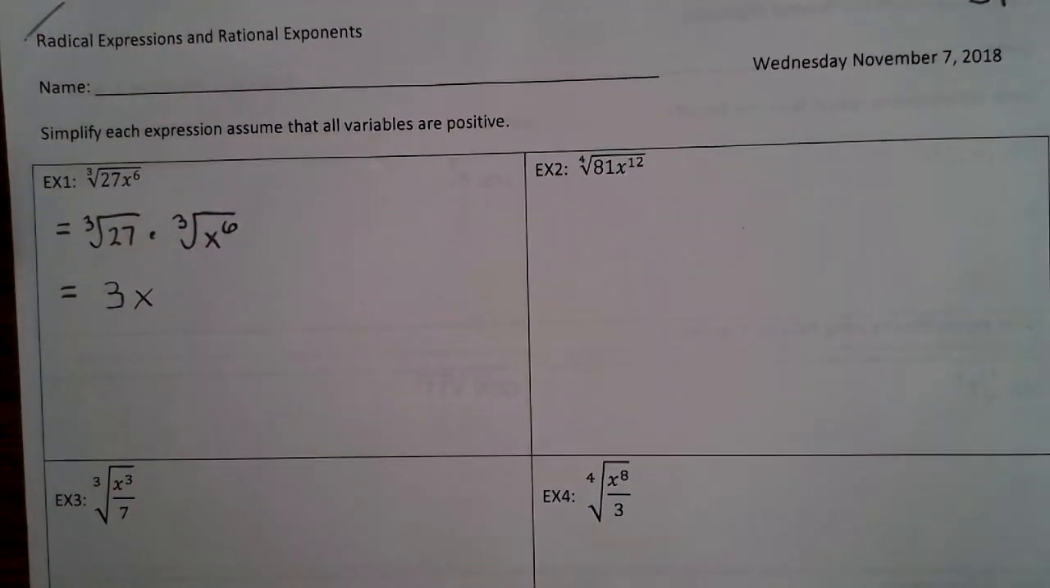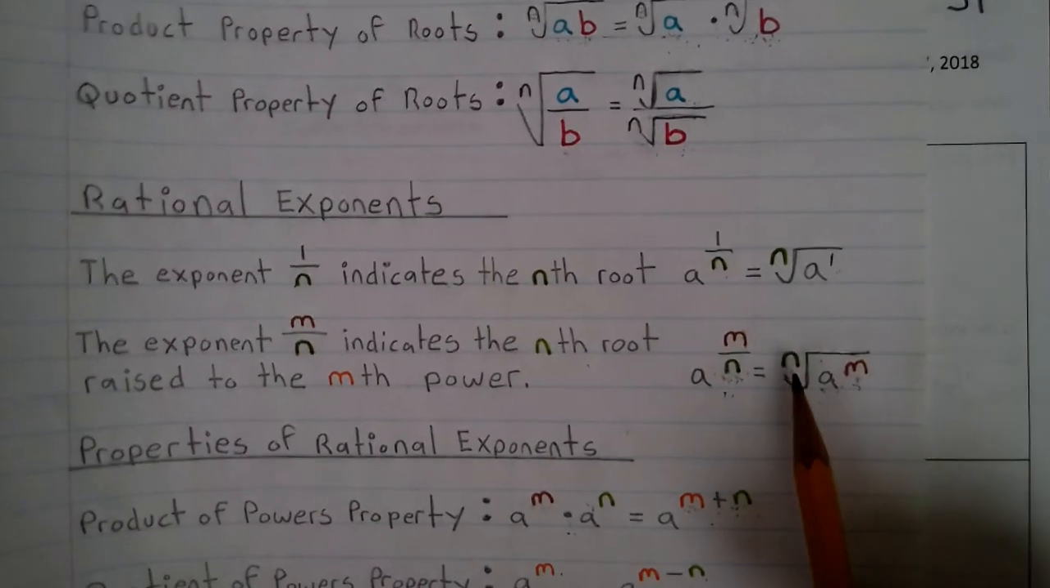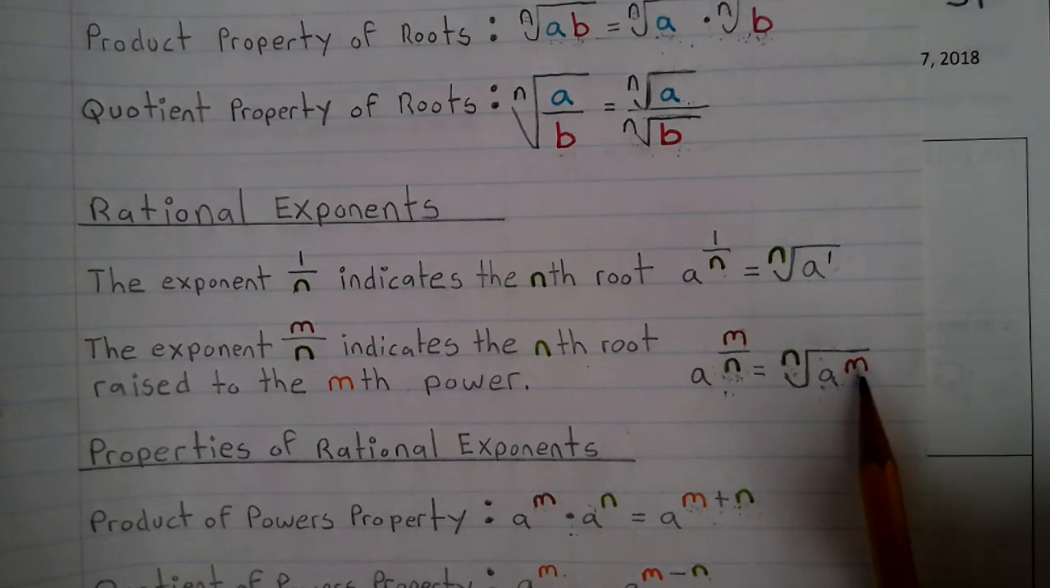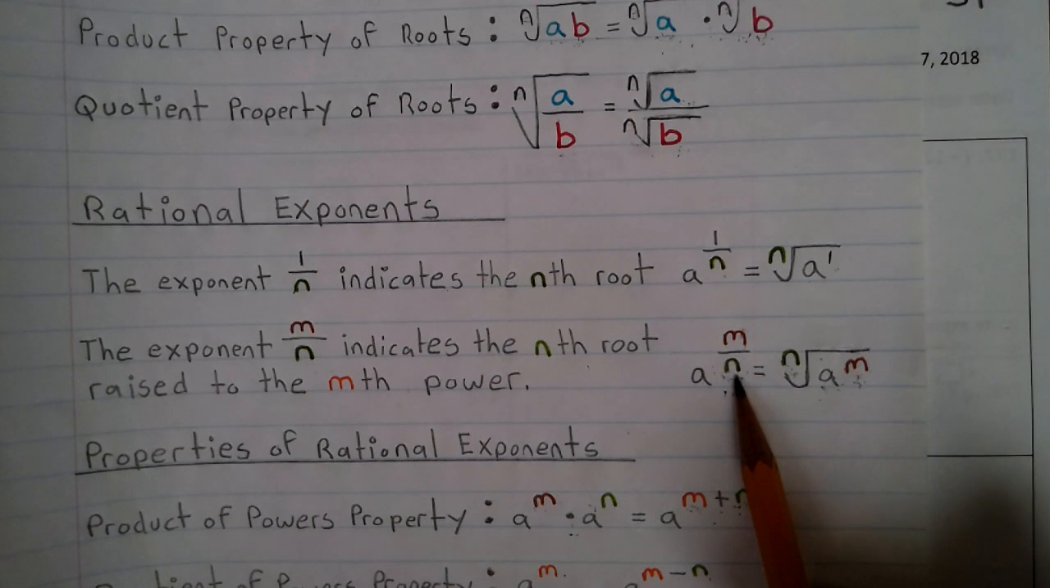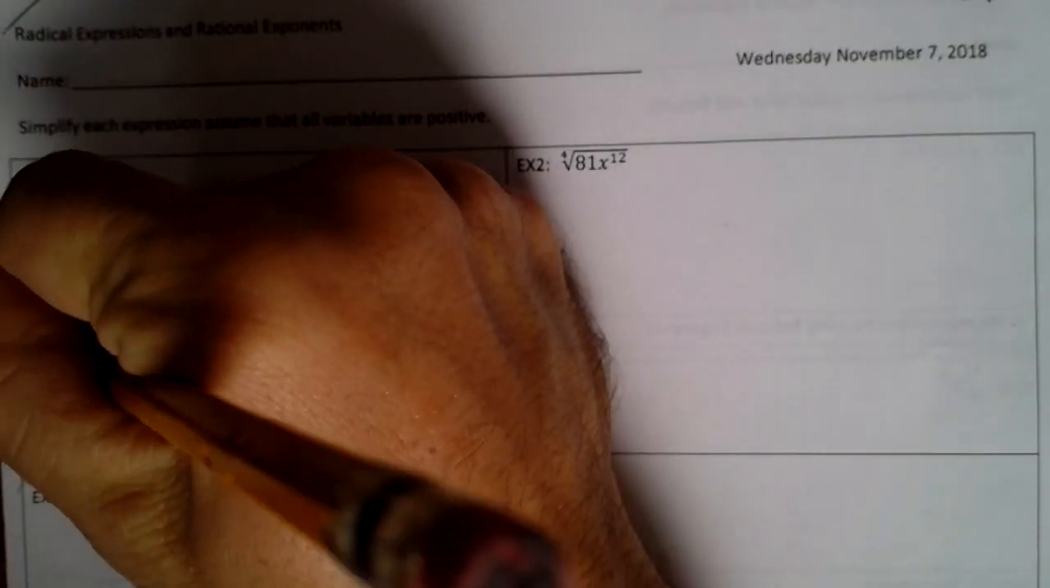and we're going to use this right here. So n here, a to the n power here, so that's m divided by n. So that would be 6 divided by 3, which equals 2. So that's 3x squared.